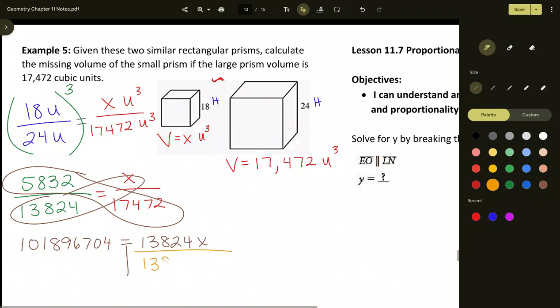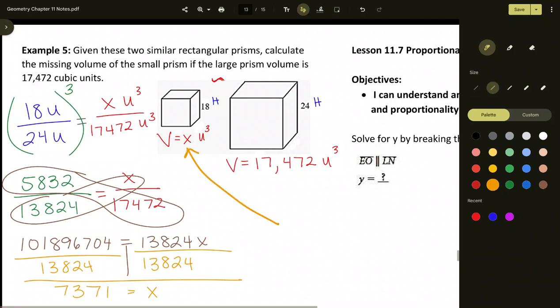We'll divide by 13,824. And that will get us our x measurement, which is the unknown volume for the small rectangular prism. And it comes out to 7,371. So our volume for the small rectangular prism is 7,371 units cubed. And that concludes our lesson today, looking at the proportions or ratios of volumes and similar figures.